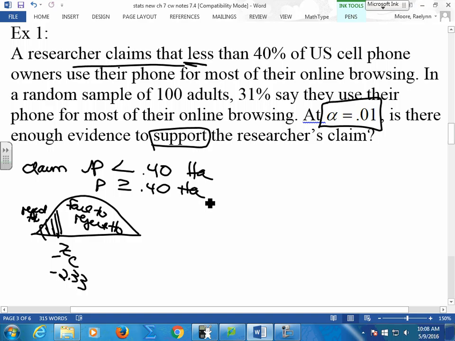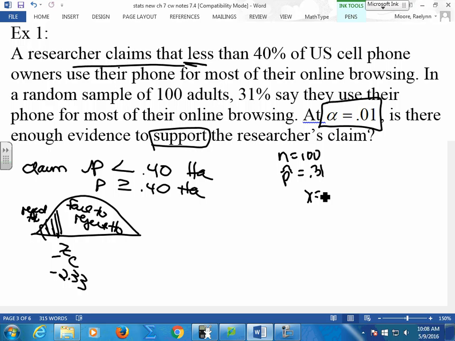Okay, so now I know everything I need to know about my population statement. I go to my sample. They say for a random sample of 100 people, my p hat is 31. So therefore, what's my x? If I'm going to use my calculator, I need an x. How do I find out the x value? How many of those 100 represent 31%?